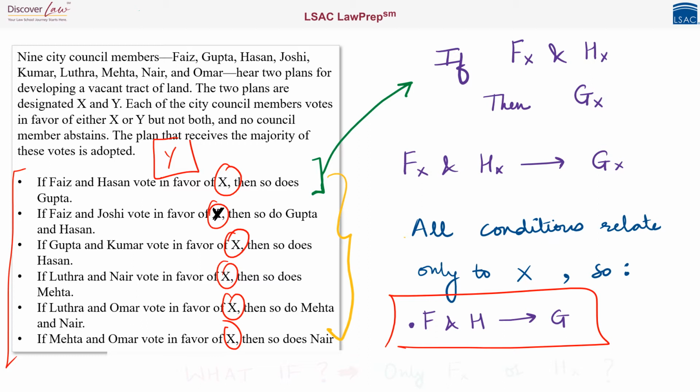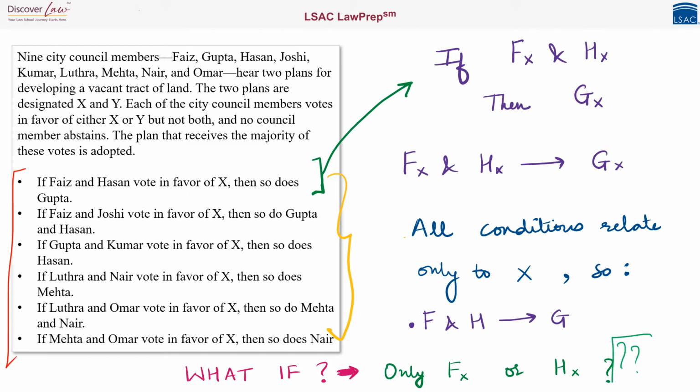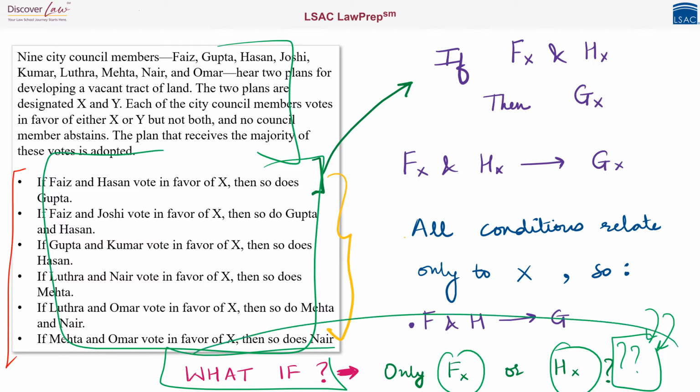You can see here, for example, that if F and H vote for X, then G votes for X. But what happens if only F votes for X or if only H votes for X? What do you think this would be? Look, always only take as much as is given to you. Nothing has been told to you in these conditions and in the passage about what happens if only F votes for X or if only H votes for X. So there's nothing you can draw on the basis of this. So what if this? Well, we don't know. Do not trouble yourself and get misguided and misled by entertaining such questions.